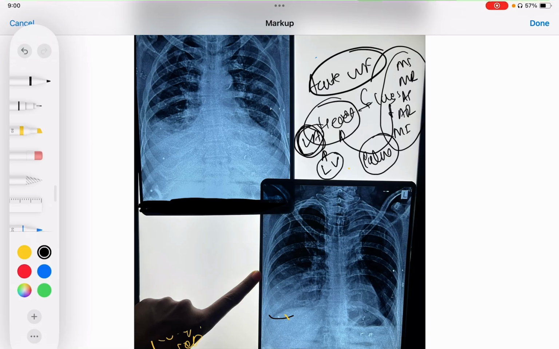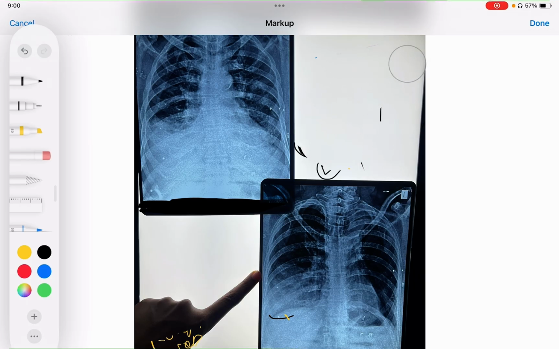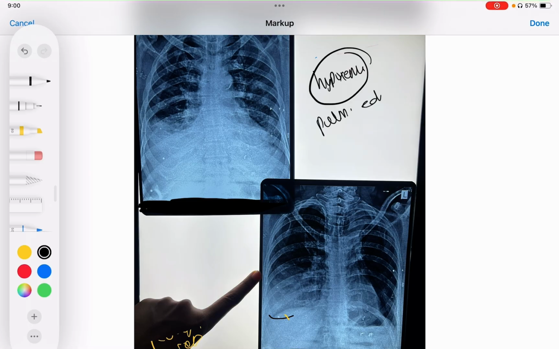So because of the increased pressure in the pulmonary capillaries, there will be leaking of all this fluid into the interstitium, and that will cause basically hypoxemia. So very commonly, this is a very typical representation of pulmonary edema. That is what we call pulmonary edema.